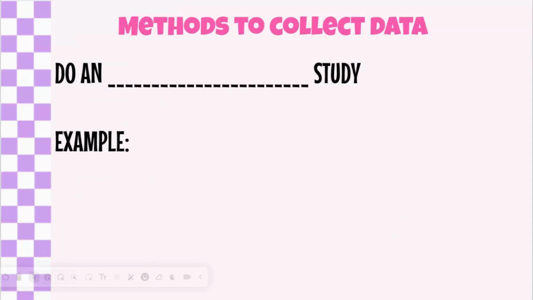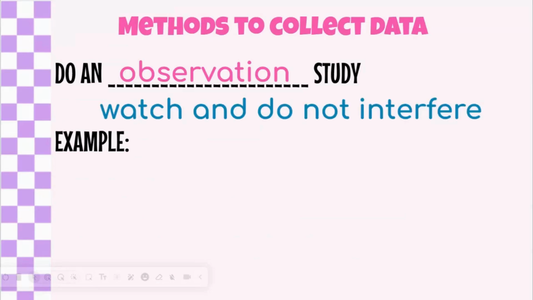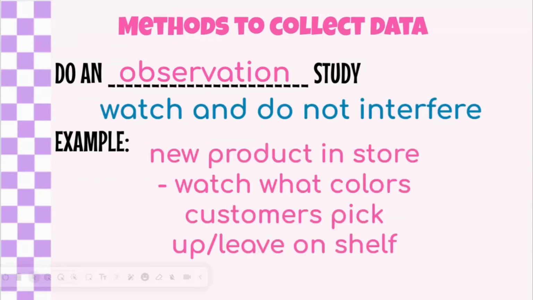So now you're asking yourself, how do you get this data? There are pretty much four different ways that you can get data. The first one is to do an observational study. In this observation, you are going to just watch and you do not interfere in the process. An example of this would be if you had a new product in the store and you wanted to watch what colors customers pick up and leave on the shelf. Maybe they're choosing between two different colors or two different styles, and you just stand in the background and watch what the customers are doing.